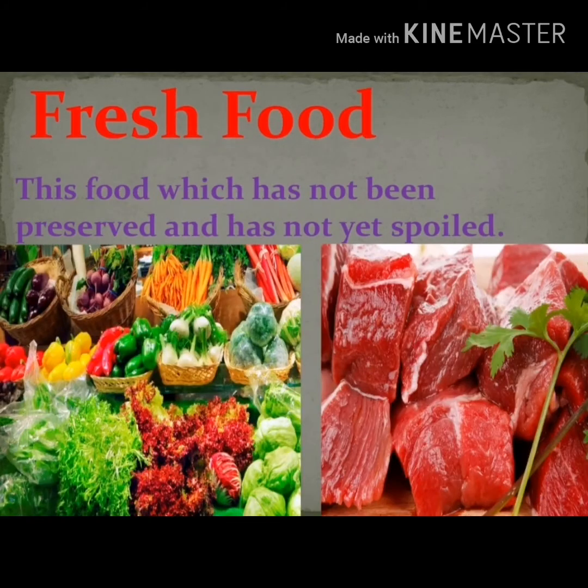Number 4, we look at fresh food. What is fresh food? Fresh food is food which has not been preserved or has not yet been spoiled. Any food that is not preserved or not yet spoiled, we call it fresh food. For example, if you get tomatoes direct from the garden, that is fresh. If you slaughter a chicken and you eat it immediately, we say it is a fresh chicken.